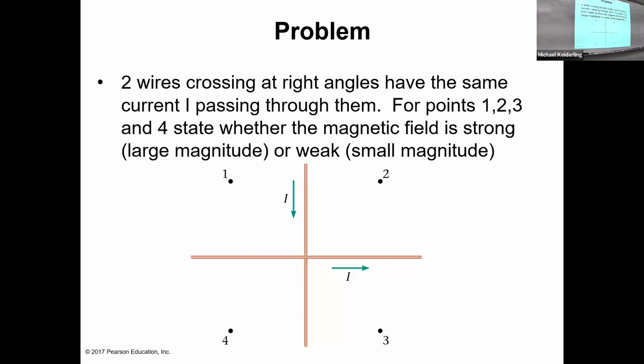Here we have two wires crossing at right angles that have the same current I passing through them. For points 1, 2, 3, and 4, state whether the magnetic field is strong, large in magnitude, or weak, small in magnitude.